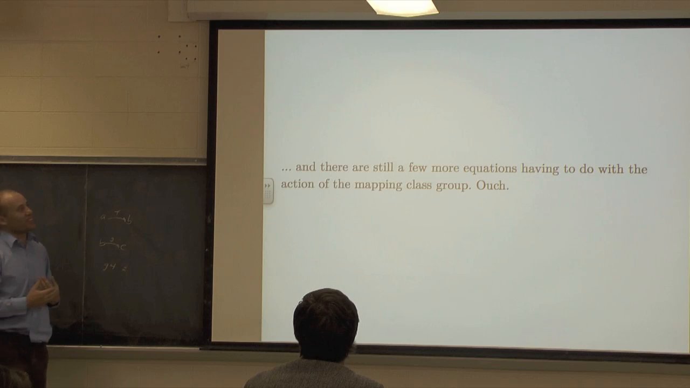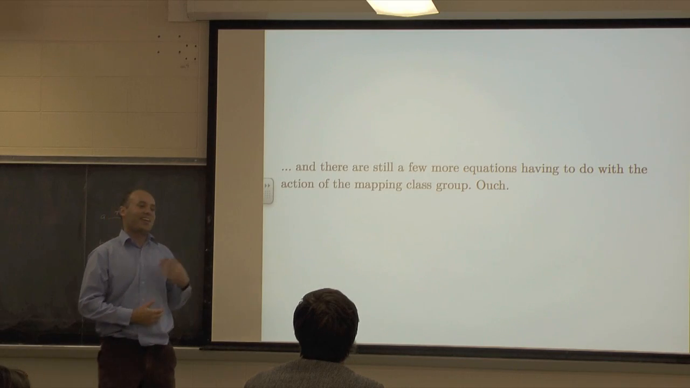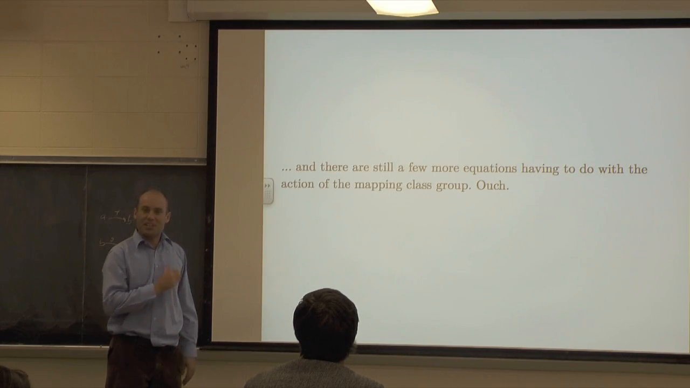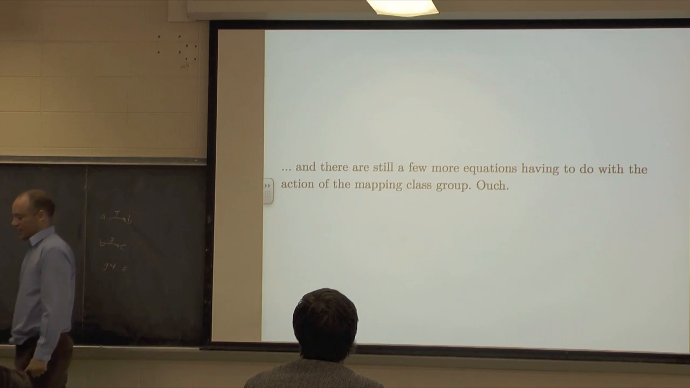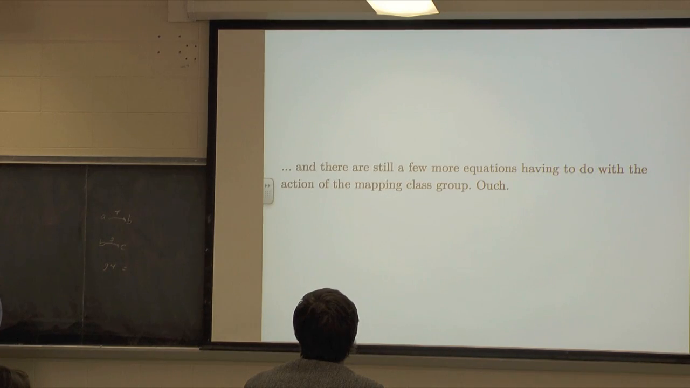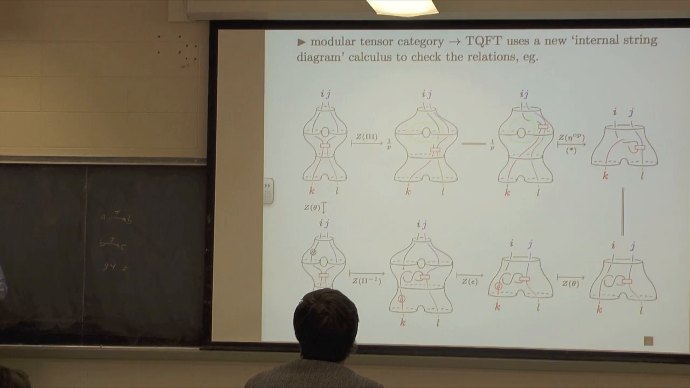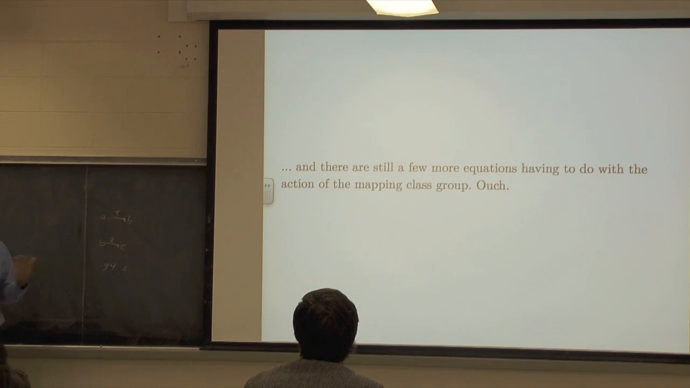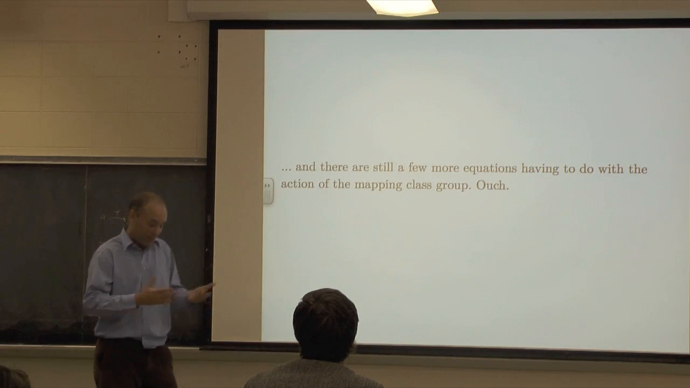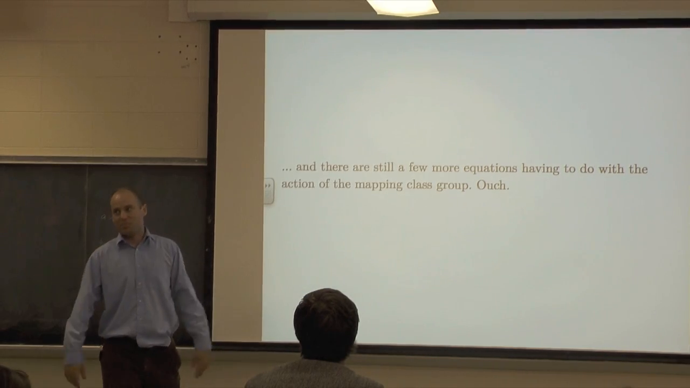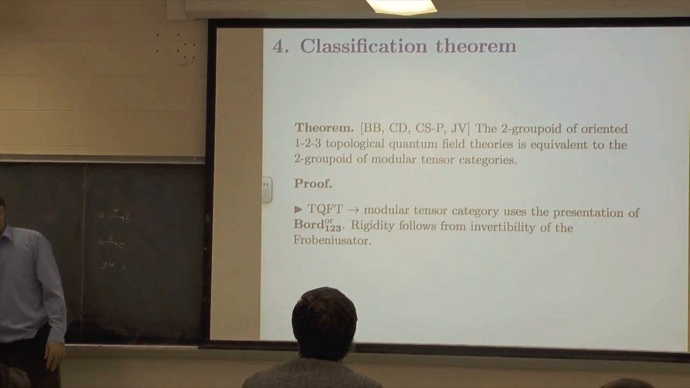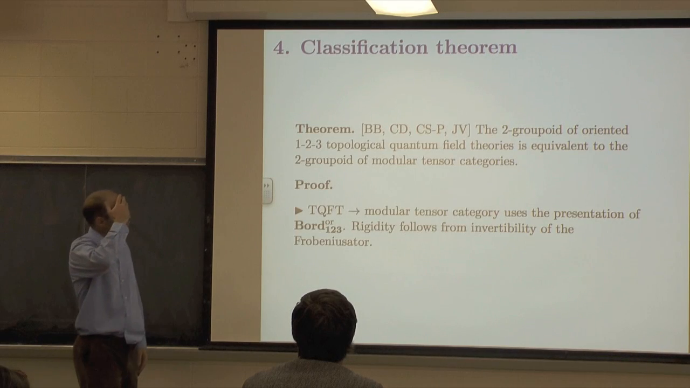The sad fact is that there's still even a few more equations having to do with the action of the mapping class group, which hasn't been entirely accounted for in what you've said there. Okay. But nevertheless, the good news is that you can write it down, and then you can at least write down the equations. That gives you a presentation for the 2-categories.